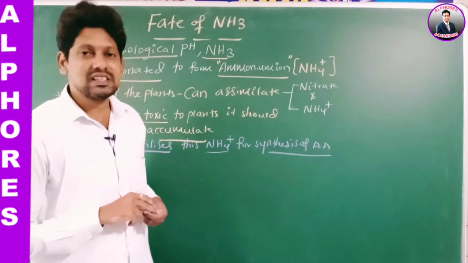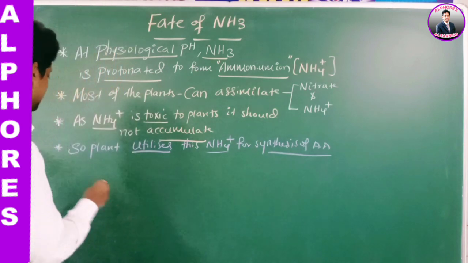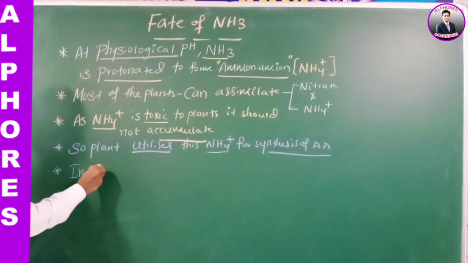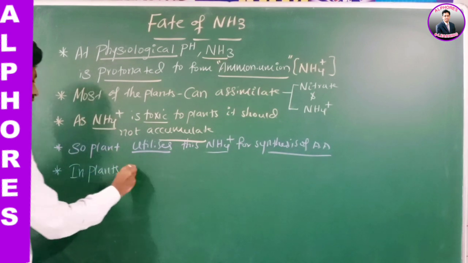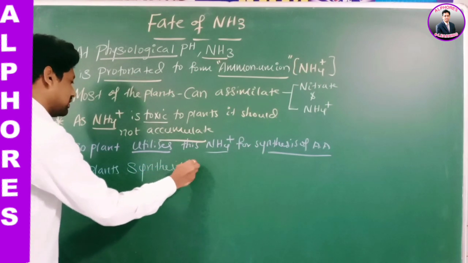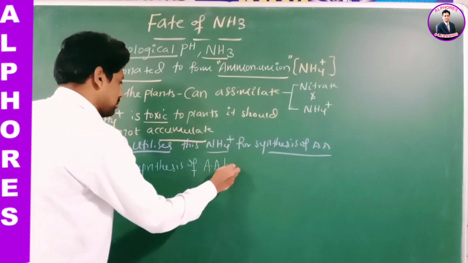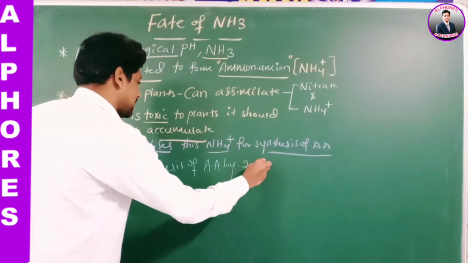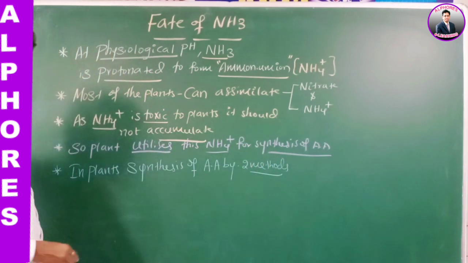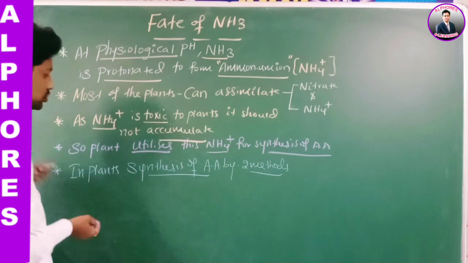In plants, synthesis of amino acids is by how many methods? Two methods. What are these two methods?